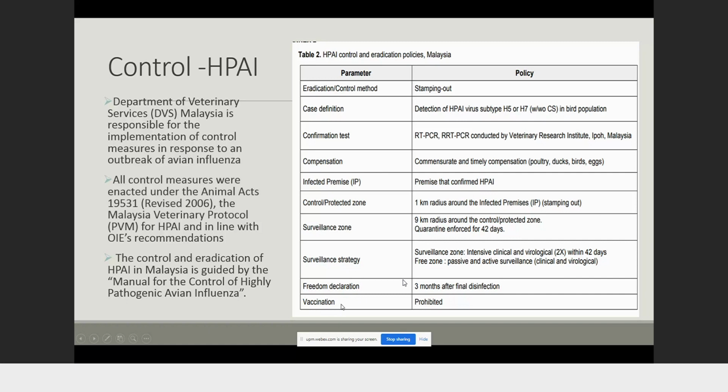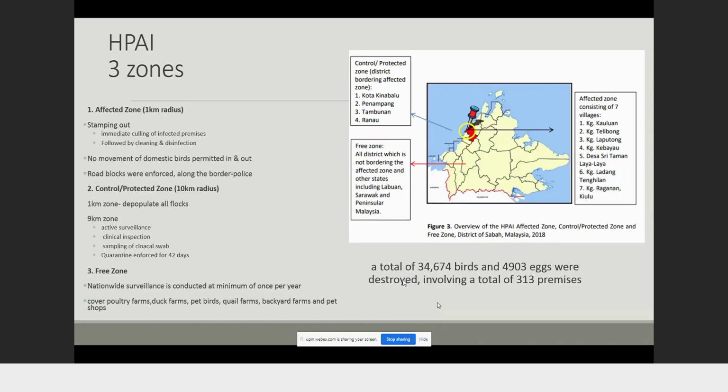And in terms of vaccination, thus far it is still prohibited in Malaysia, but we don't know. Probably this year or next year, Malaysia might practice vaccination, not for highly pathogenic, but probably for low pathogenic avian influenza, because as we've seen in the case of H9N2, the effect is quite severe, particularly the economic effect. So this is how control of highly pathogenic avian influenza was carried out in Tuaran, Sabah, which happened back in 2018.